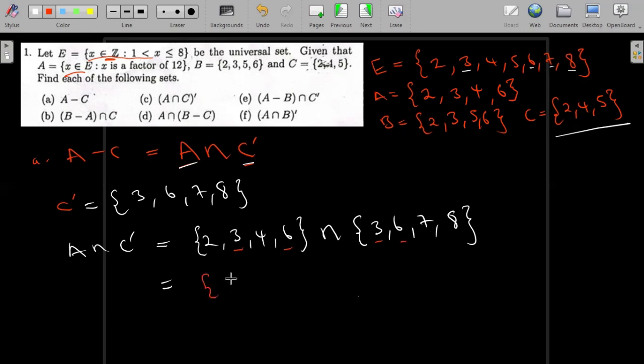And if I check, this means that my set will just be 3, 6. That is what is going to sit in my set. Do I have any questions on how we obtained this? So this is our answer for question A, where we were asked to find A minus C. So A minus C is just equal to the set 3, 6. Are there any questions before we move on?